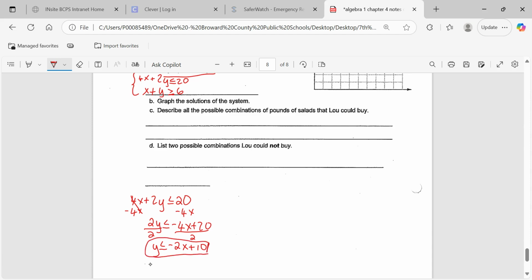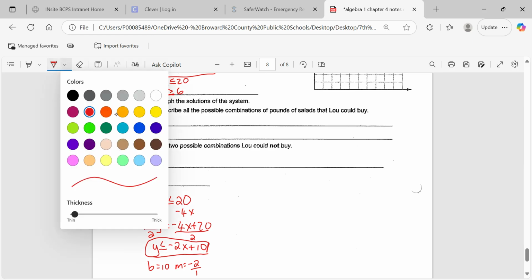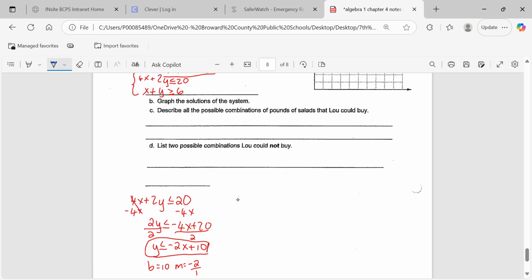That tells me that my slope is 10. No, I'm sorry, my y-intercept is 10. Whoa. My y-intercept is 10 and my slope is negative 2. Negative 2 over 1 because I have to graph. Let's look at the next one. We could go ahead and do that one in blue.